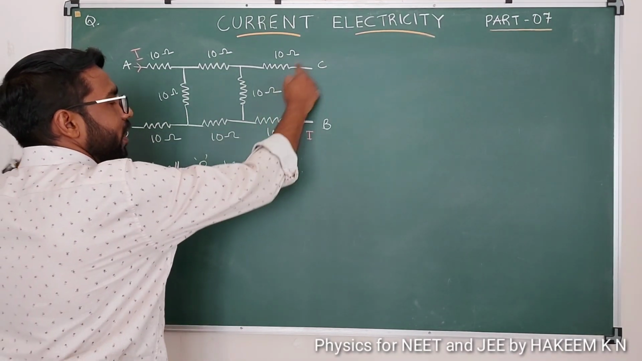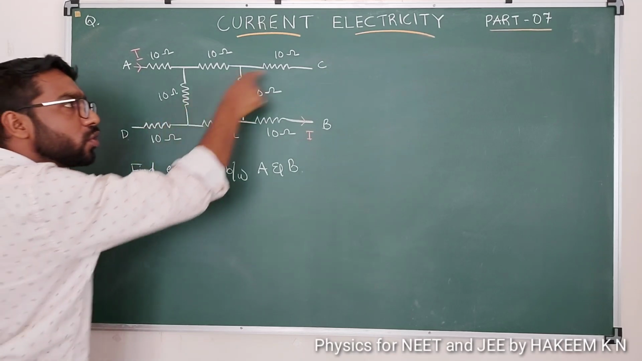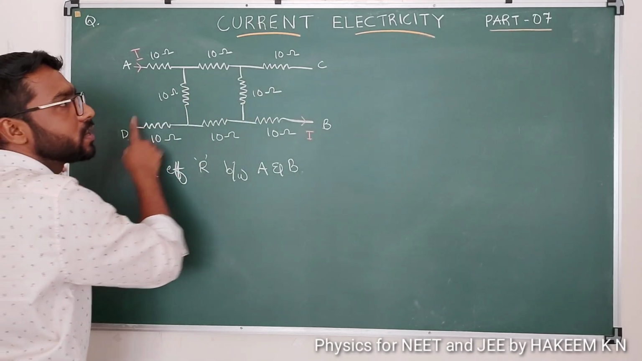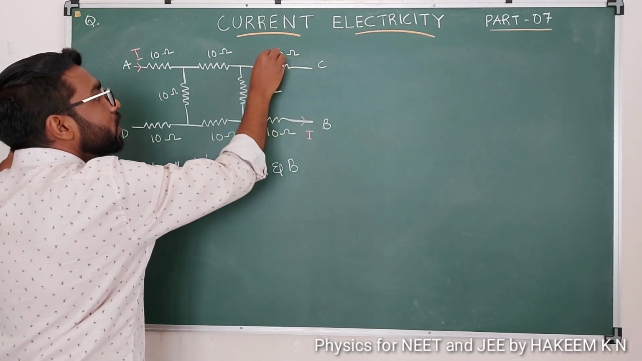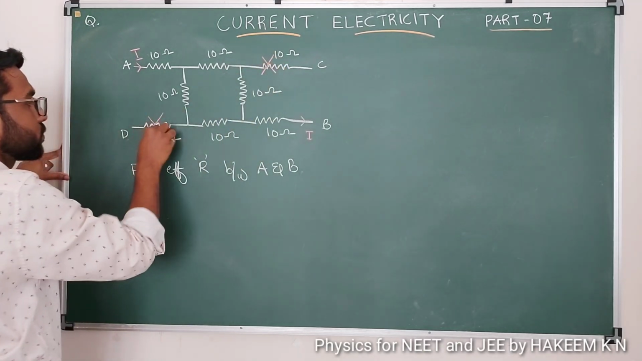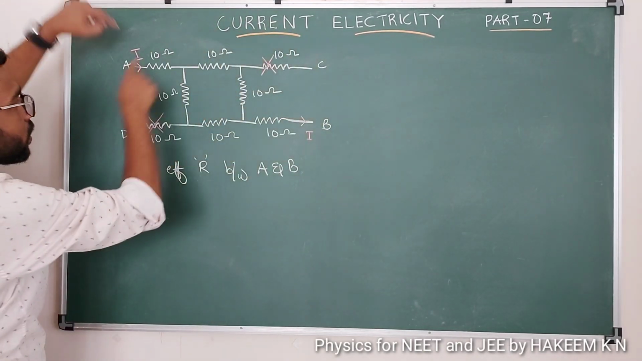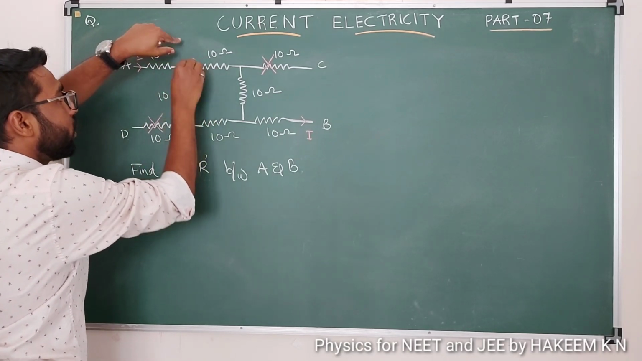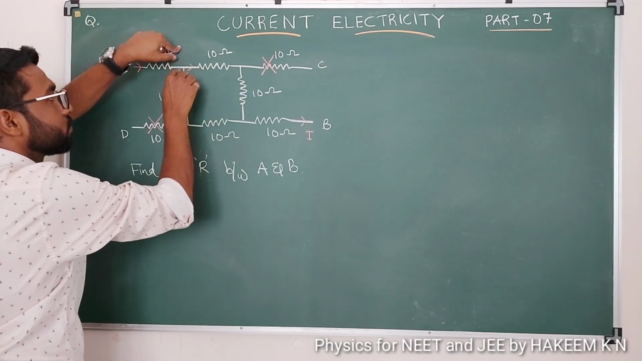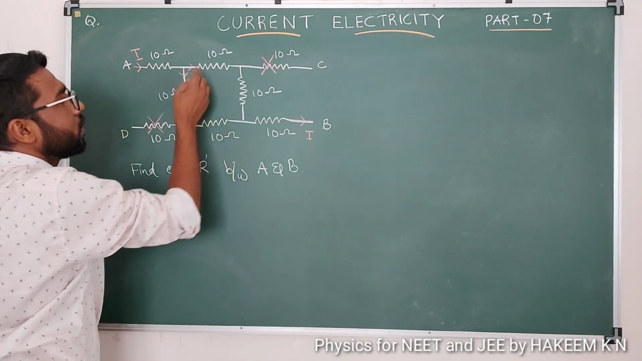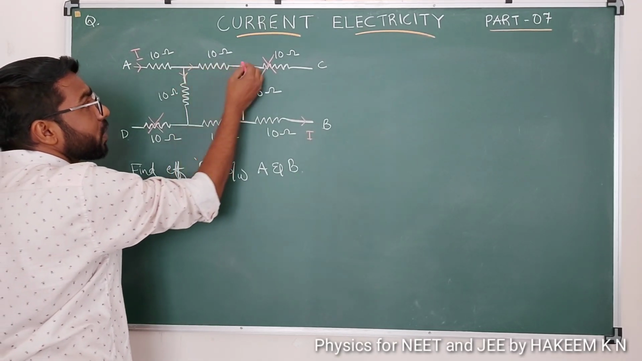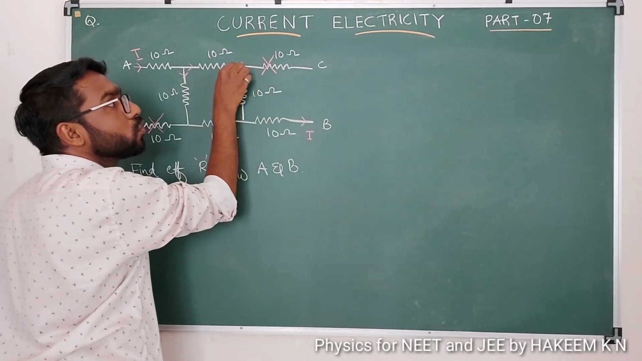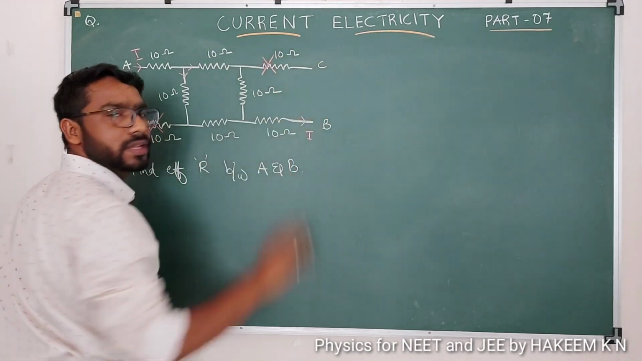So, no connection at C and D. So, no need of taking these two resistors. Why? Current I entering at A will divide into two pieces here. The part of current reaching at this junction will not go towards C because there is no connection.